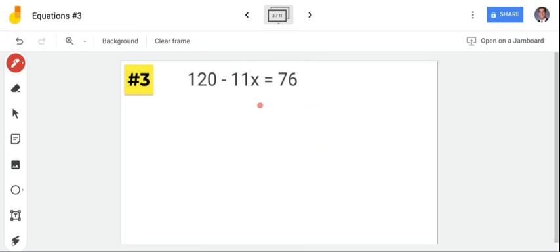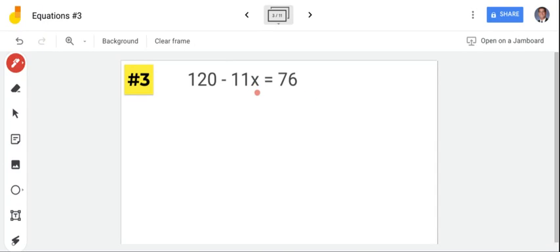Number 3. Do you see parentheses? Nope. Any like terms to combine? I look left. Nope. I look right. There's only one term. Can't combine it with anything else. Step 3, get the variable on one side. My x is on the left side. There is no x on the right side.